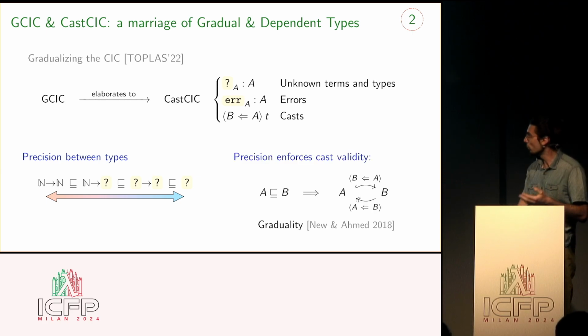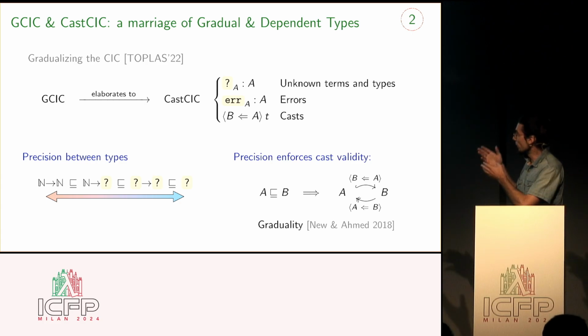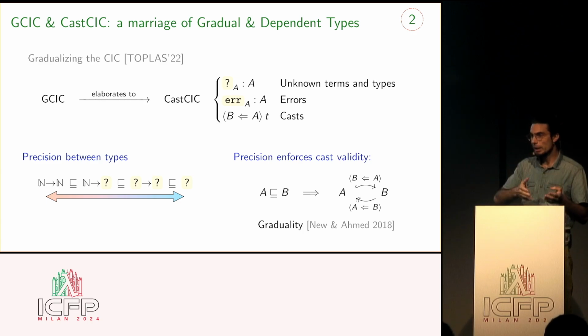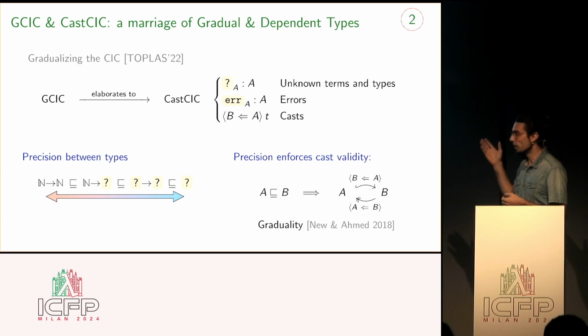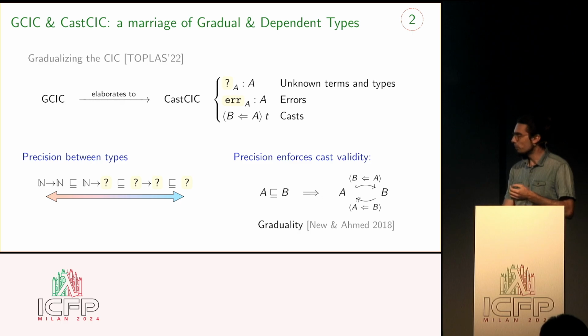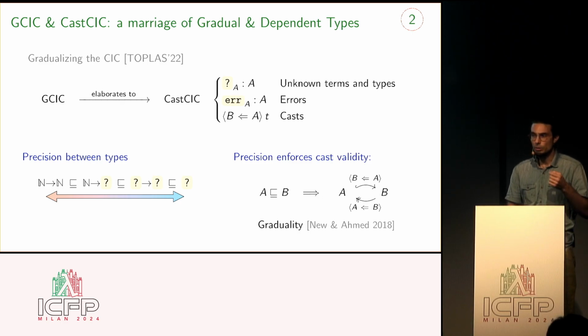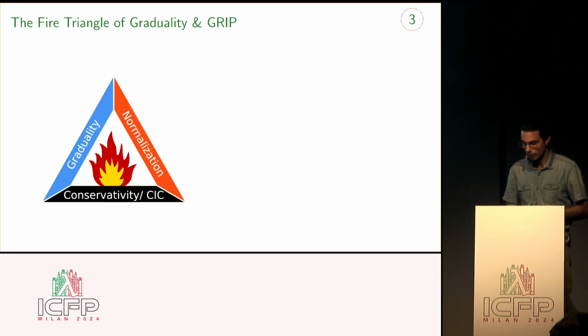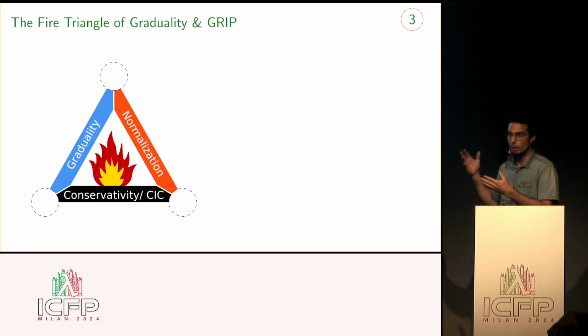And then there is a very important property that relates precision with cast. We say that when a type A is more precise than a type B, we should have that casts from A to B and back form an embedding-projection pair, a property called graduality. The main problem with dependent types is that graduality does not come for free at all. In particular, we cannot have at the same time a gradual, normalizing, and conservative extension of CIC. We can still, however, take two out of these three features and get a reasonable system.